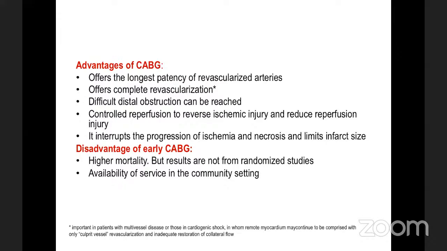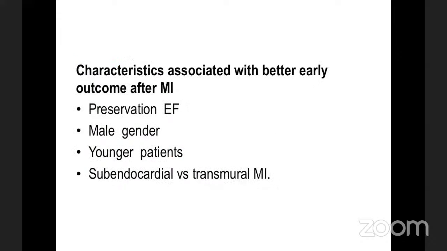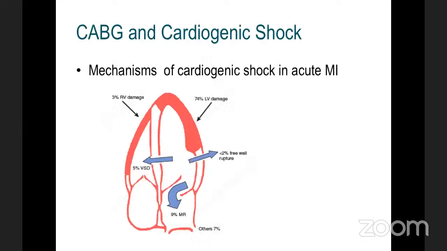This is the advantage of early CABG. As we mentioned, there is higher mortality, but the results are not from randomized studies. All the studies are retrospective, and there is no randomized trial about that. There is also the availability of service in the community setting. The characteristics associated with better early outcome after acute MI are, especially, preserved ejection fraction, male sex, younger patients, and subendocardial MI versus transmural.